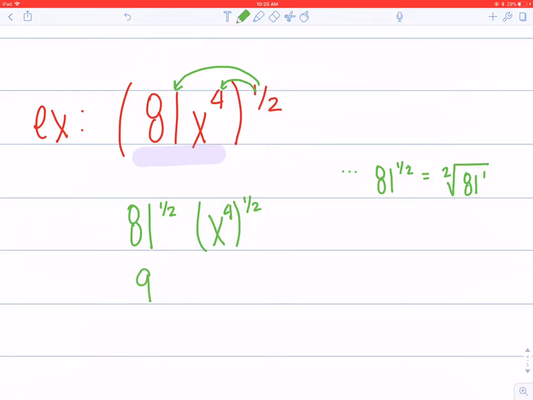Now over here with this x to the fourth to the 1/2, that is now power to a power. So to solve that, I'm going to multiply 4 times 1/2. You can either do that in your calculator or do that off to the side. So you're going to get x squared. So your final answer would be 9x squared.